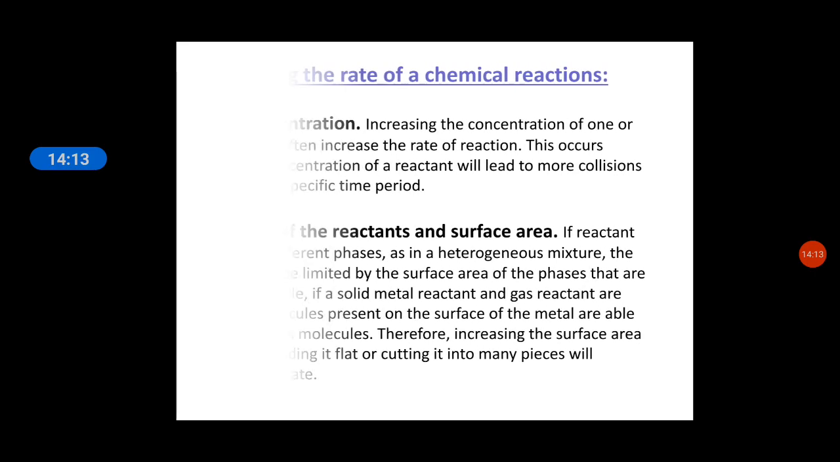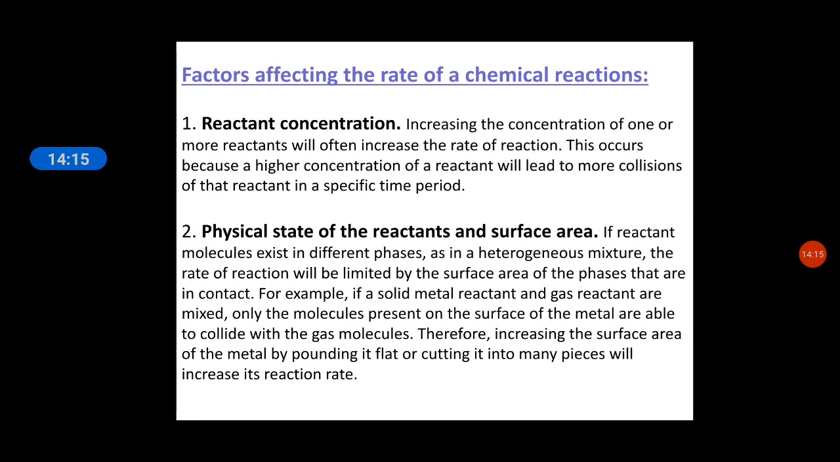Now, when we talk about the factors affecting the rate of a chemical reaction: number 1, the reactant concentration. Increasing the concentration of one or more reactants will often increase the rate of reaction. This occurs because a high concentration of reactants will lead to more collisions of the reactants in a specific time period. Number 2, physical state of the reactant and surface area.